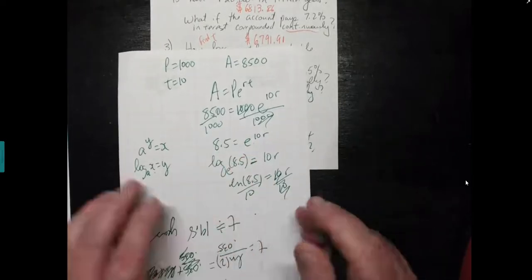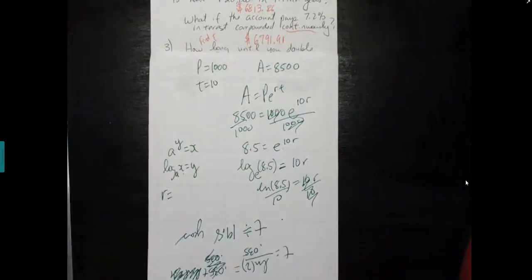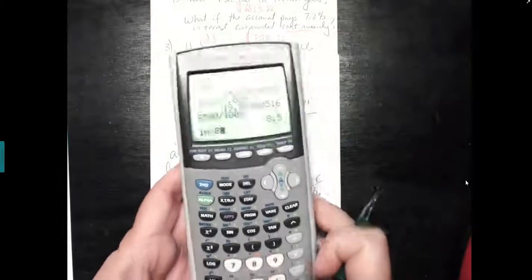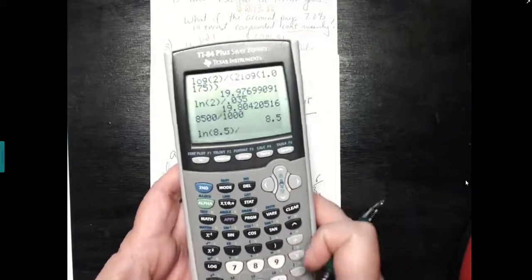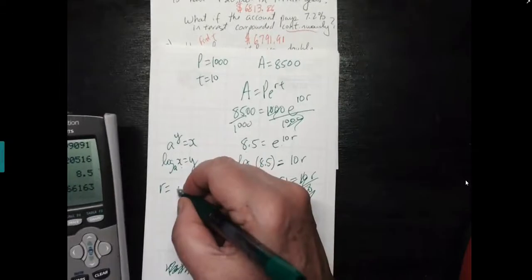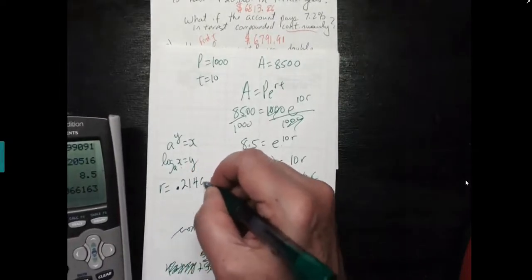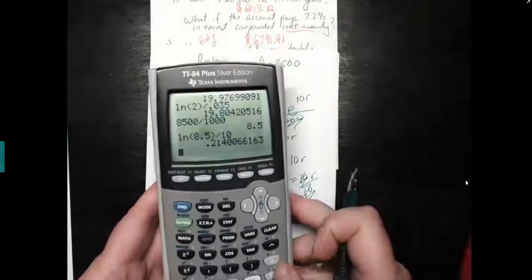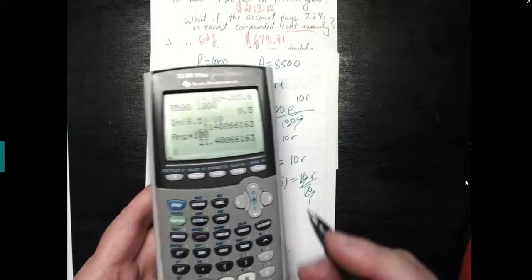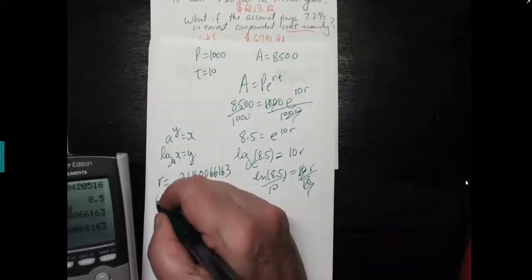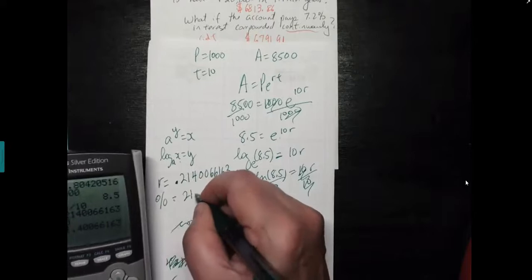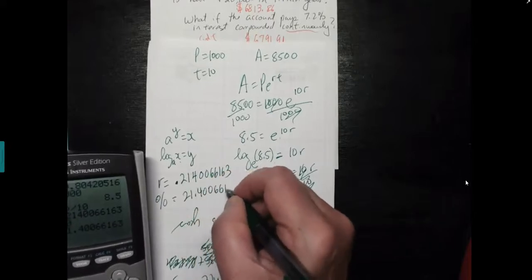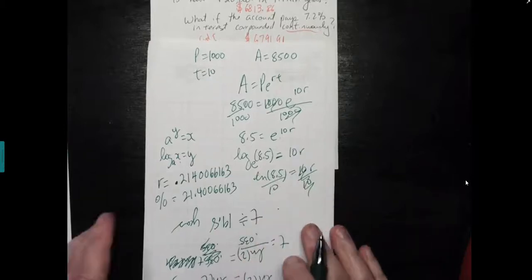Now, r is going to be ln of 8.5 divided by 10. That is r. That is not the rate as a percentage. How do I get the rate as a percentage? You multiply it by 100. And then you round at the very end. Always round at the end. It said round it to 2 decimal places.